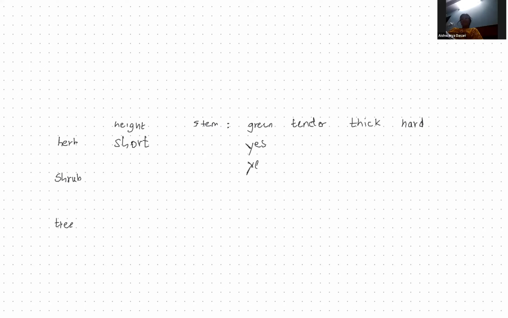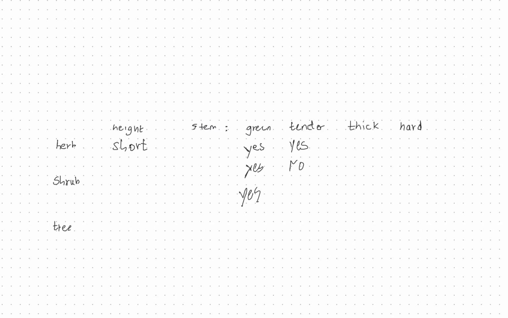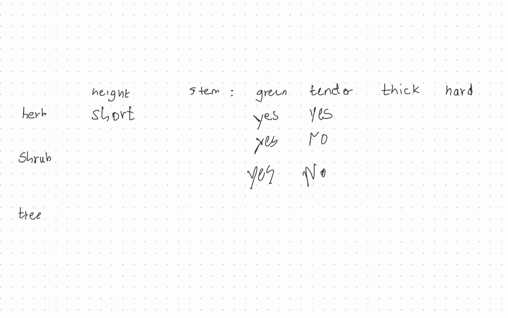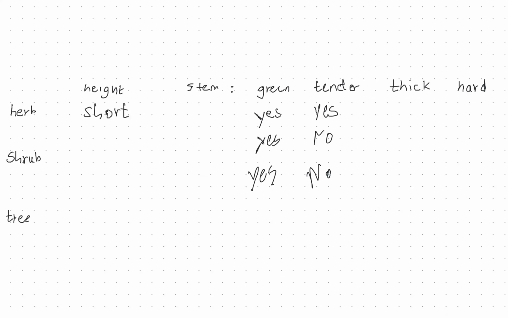Yes, ma'am. Herbs are tender. Anybody who says no? Ma'am, green, like the stem is green. Yeah, the stems are green. Ma'am, tree, the stems are green. Oh, yeah, no. Change it to no. Change this alone, tree alone, into no. But for shrubs and herbs, some of them are green, so make it yes and yes.